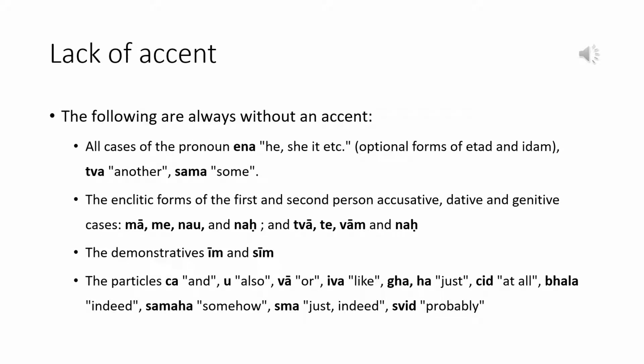Some words never have the accent. Others lose it based on the syntactical position in a sentence. Here are some words that never have the accent.